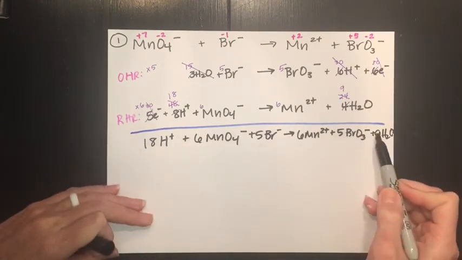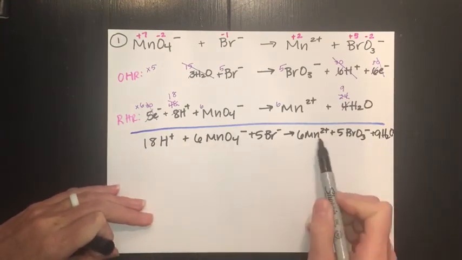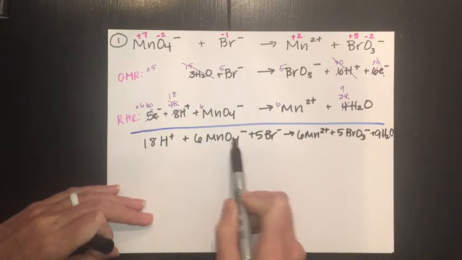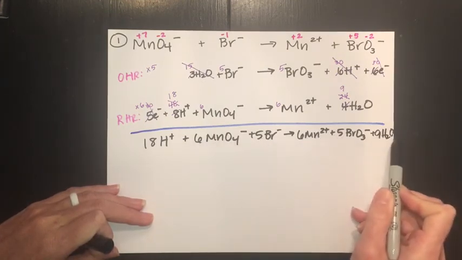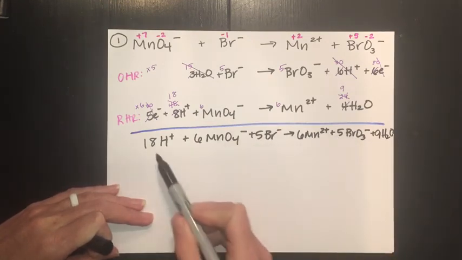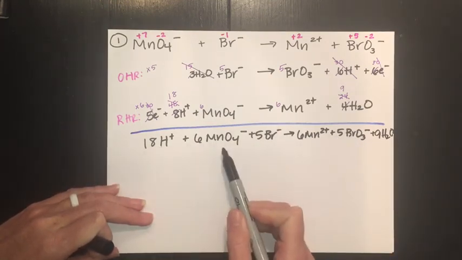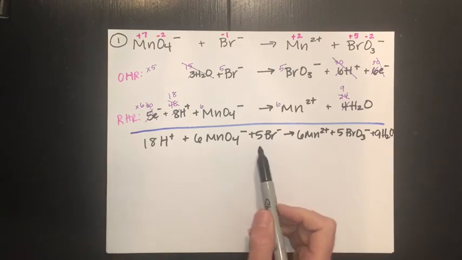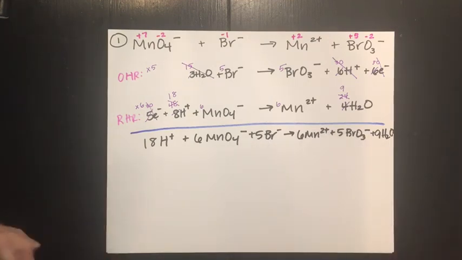18 hydrogens here, 18 hydrogens here, 6 manganese, 6 manganese, 24 oxygens, 15 plus 9 more is 24 oxygens, 5 bromines, then you add up the charge. 18 minus 6 minus 5 is 7 plus, and over here we have 12 minus 5, which is also 7 plus. So everything is balanced, and that one is done.